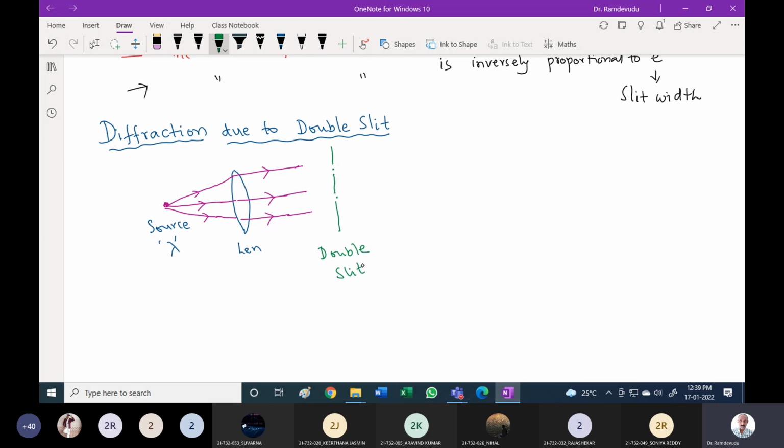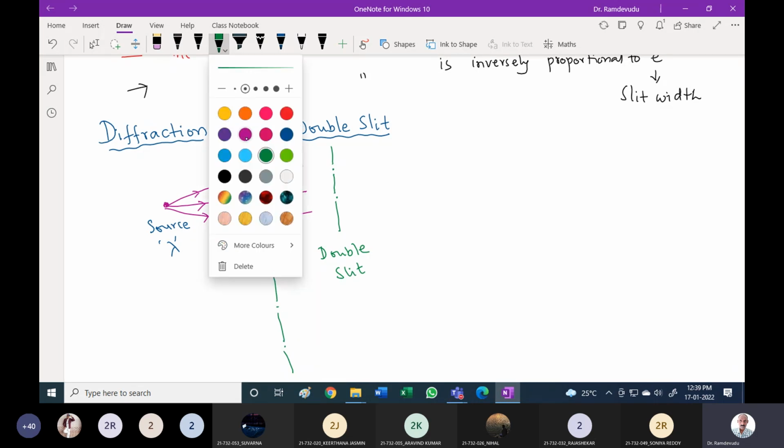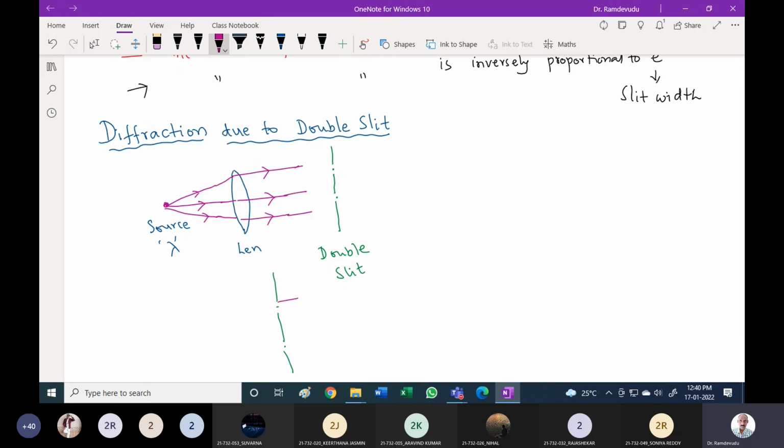Two openings are there whose dimensions are comparable with the wavelength of the light. Suppose the width of the slit, I am taking the width of the slit as E, as we have taken earlier also. Suppose this is the width of the slit, and we have two slits, but the two slits are separated. Therefore, I say this width is E, the slit width. This is also the slit width E. This and this are the slit widths E. But they are separated by a distance D.